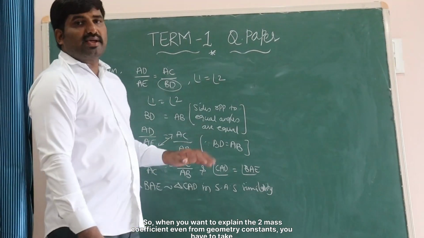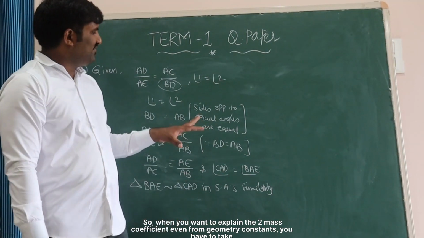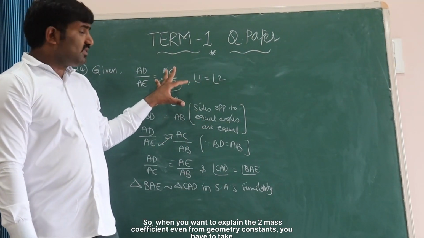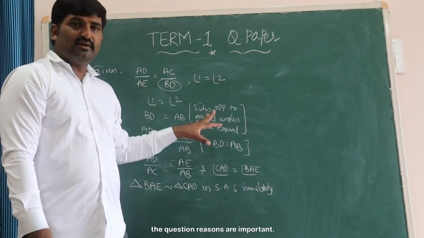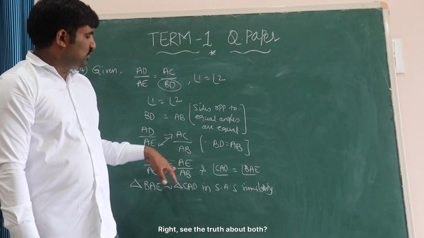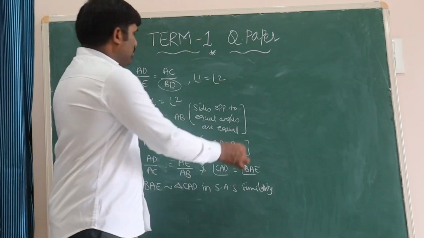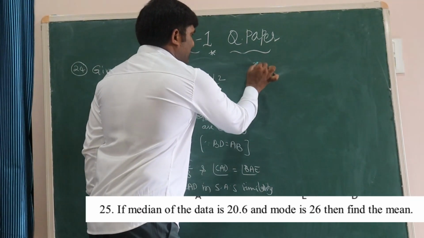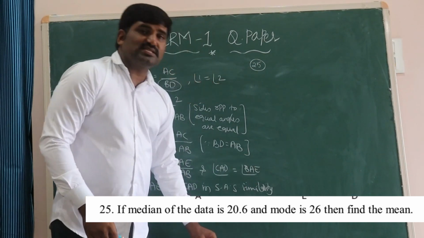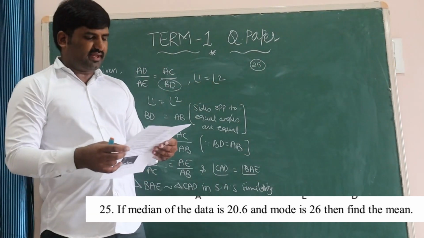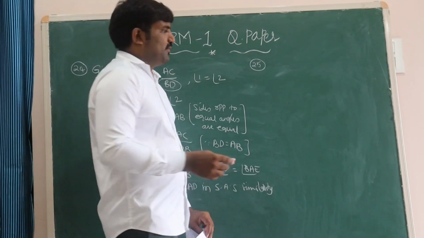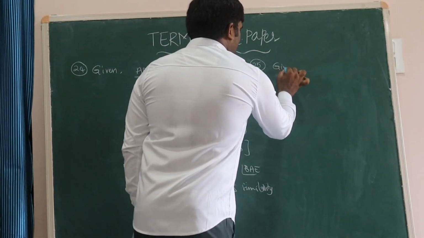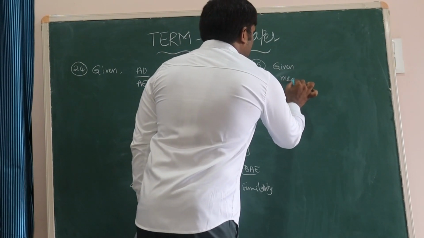So, when you want to explain a 2 marks question even from geometry concepts, reasons are important. Show how two triangles are similar. Now coming to the 25th question, the last question of these 2 marks. Here I am taking the given: the median of the data is 20.6, given median is equal to 20.6.